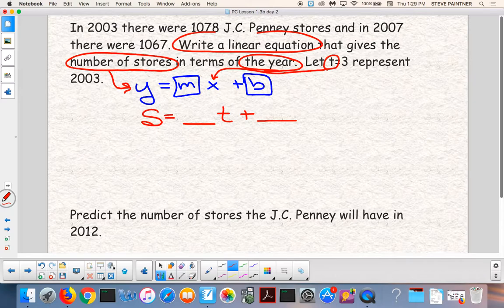Did you read this? If T is equal to 3, that represents what? 2003. So we're not going to talk 2003. We're just going to say what? Year 3. Year 3, how many stores were there? Yeah, 1078. Kind of sounds like a point, doesn't it? Guys, X, Y got replaced with T, S. Your points will look like what? T, S. What point did they just give you?